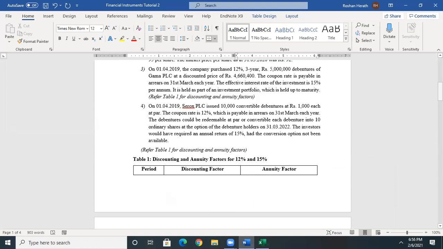Then it says that on 1st of April 2019, the company purchased 12% 3-year rupees 5 million debentures of Gamma PLC at a discount price of 4.66 million. The coupon rate is payable in arrears on 31st March. The effective rate of interest is 15%. It is held as part of an investment portfolio which is held up to maturity. So it is a kind of investment that you treat as a financial asset at amortized cost, right? So we may generally have a look at that.